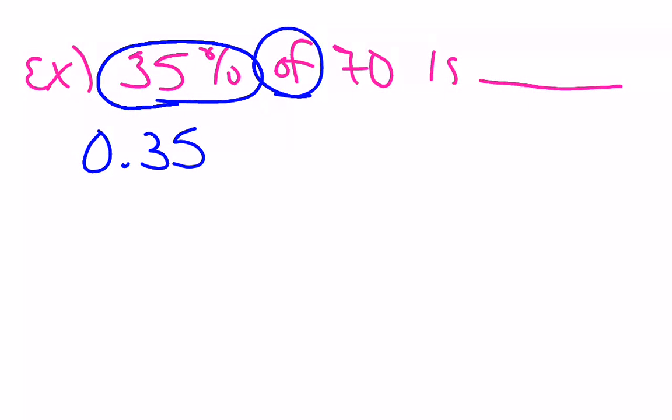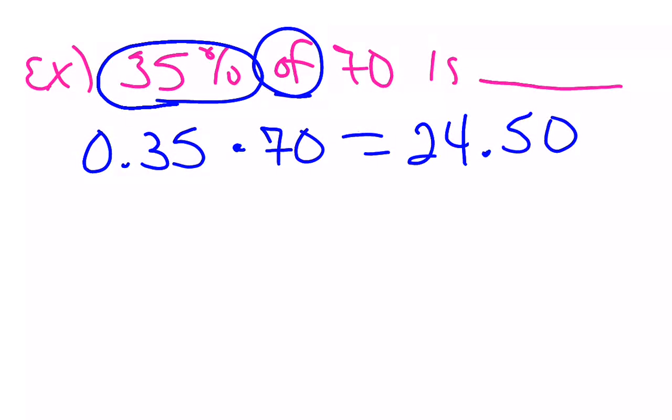And the word of means we're multiplying, so times 70. We can multiply those by hand or use your calculator, up to you. All right, and multiplying those, we get 24.5 or 24.50. And that's our answer.